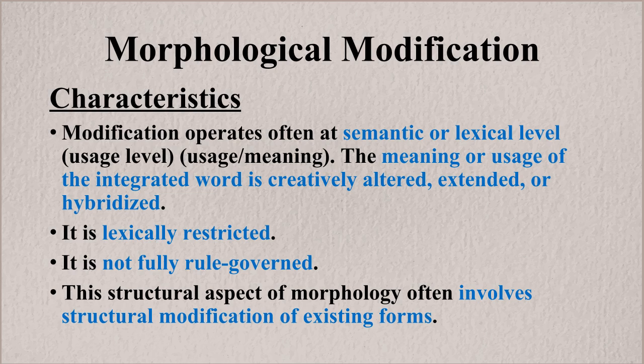Unlike highly productive processes such as regular affixation, morphological modification is not fully rule-governed and frequently depends on historical development, language contact, analogy, or speaker creativity. Consequently, this aspect of morphology typically involves the structural modification of existing lexical forms, producing new expressions or lexical variants through processes such as clipping, blending, semantic extension, and other non-canonical word formation mechanisms.